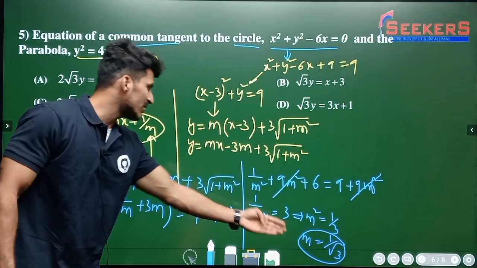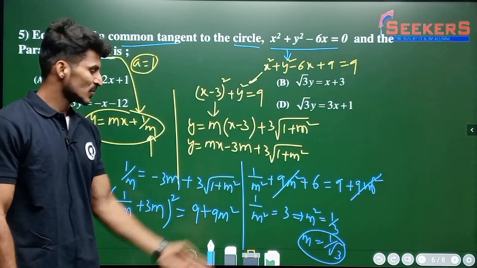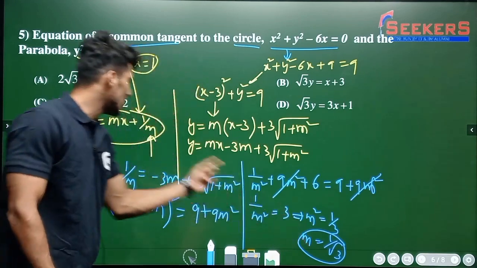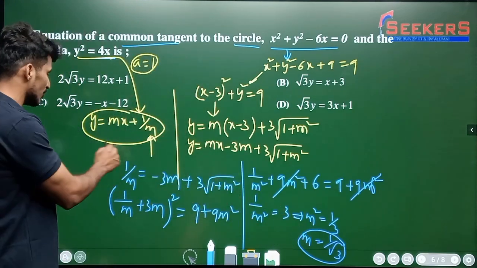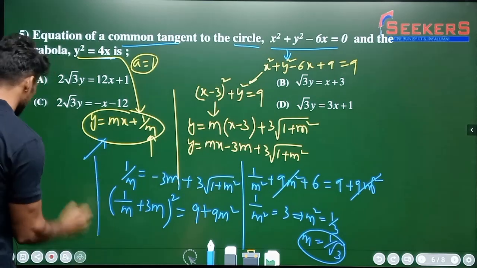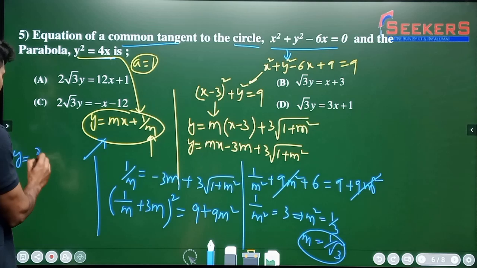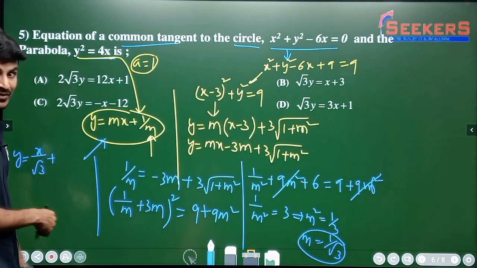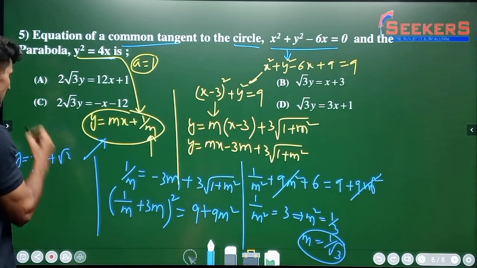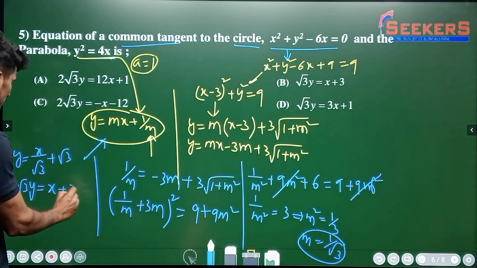You substitute this m value either in this equation or this equation. In order to find out the common tangent, either you substitute this m value here or here. Let us substitute over here. Alright, simple equation. So what I'm going to get? y is equal to m x plus 1 by m. M is 1 by root 3. So x by root 3 plus 1 by 1 by root 3, which means the reciprocal, so I'm going to get root 3, as simple as that. So root 3y is equal to x plus 3.